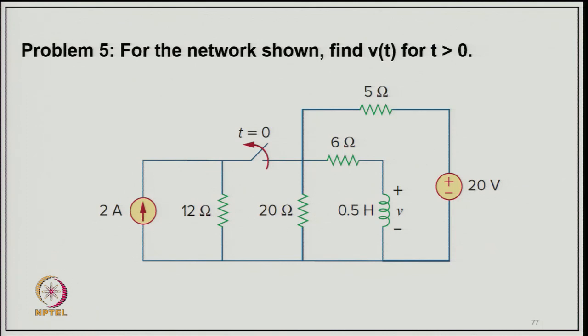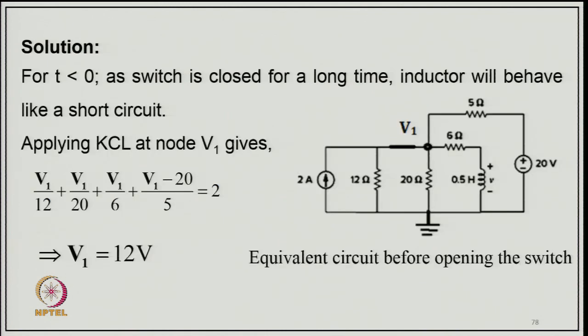Now, coming to problem 5, for the network shown here, find the v(t) for t greater than 0. The v(t) is the voltage across this inductor. Now, t greater than 0 means that the switch gets open. For t less than 0 the switch is closed for a long time and the inductor will behave like a short circuit, and we apply Kirchhoff's current law at the node V1 here, because it will be having current from all 5 branches.